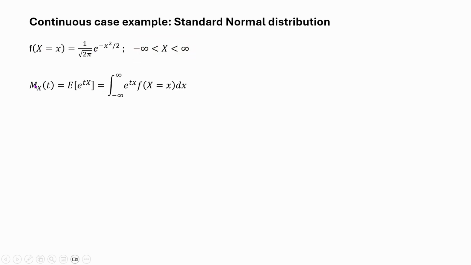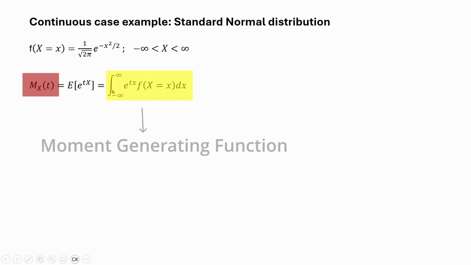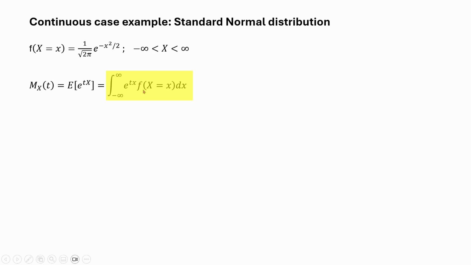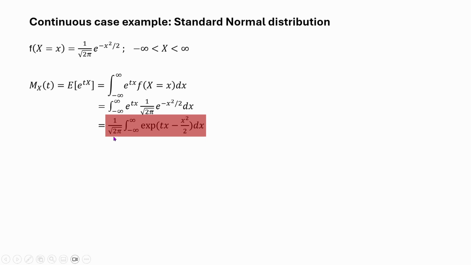We can generate the moment generating function M_X(t) like this. This is the formula for the moment generating function M_X(t) for the continuous case. We can replace the PDF by this formula right here. We can take out 1 by root 2 pi right here, and we can just rewrite these two things together like this. Now, here is the interesting thing.